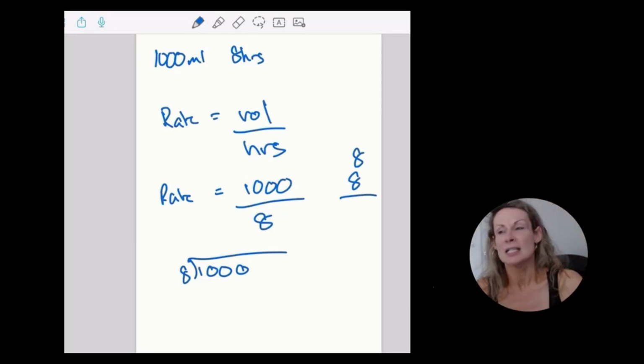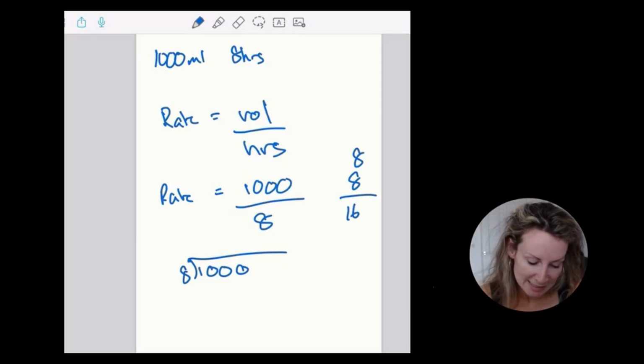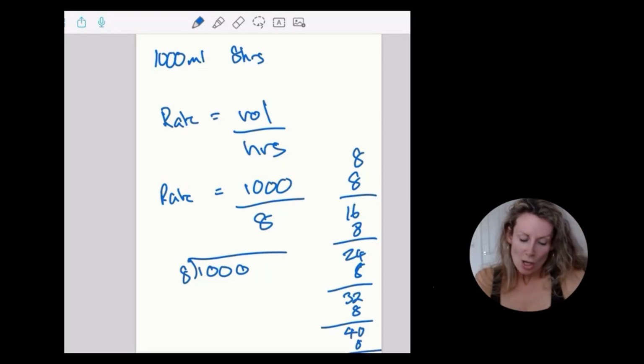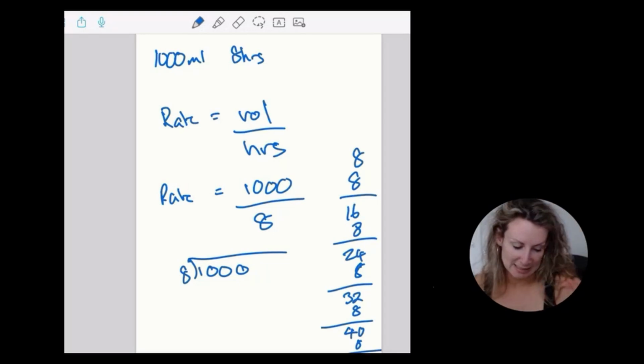So 8 add 8 is 16. Add another 8, it's 24. Add another 8. Did you say it was 32? Yes. And then 40. Yeah. Absolutely. And then another 8, so it's going to be 48. Okay, that'll be enough, because that's like 6 of them.